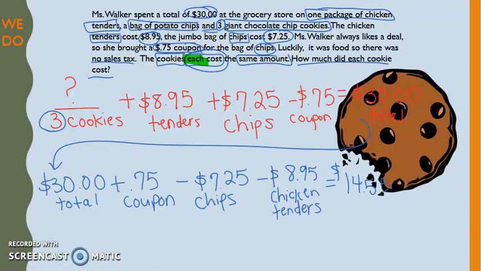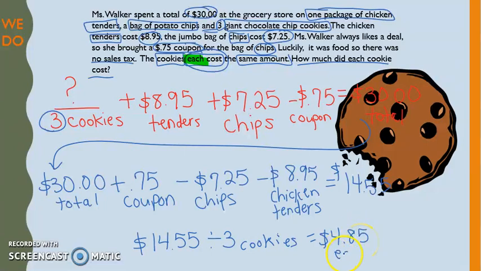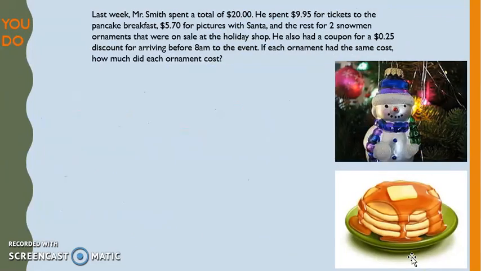So what I'm going to need to do now is divide by 3 in order to get the cost of 1 cookie. So we have $14.55 divided by 3 cookies. And I should get a total of $4.85 for each cookie. They better be absolutely delicious. All right, now it's your turn. Go ahead and pause the video and we will check our answers when we return.